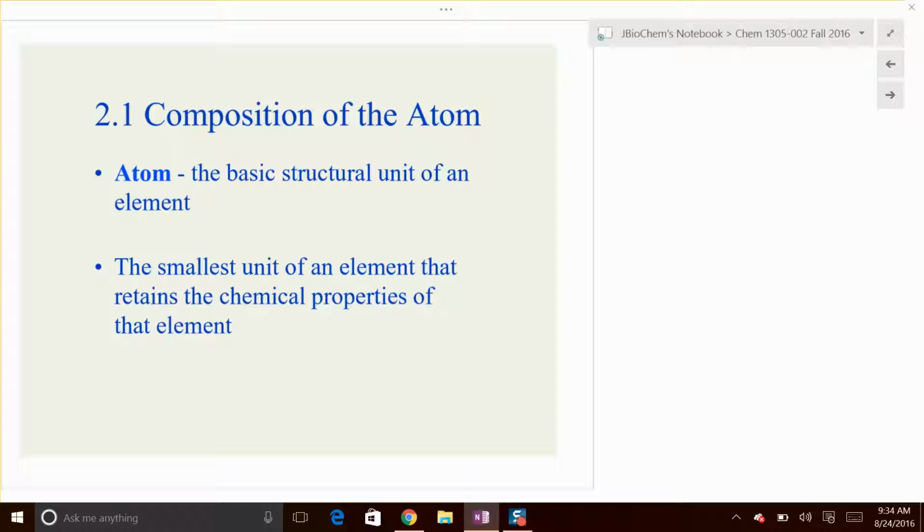happen. So the atom is the basic structural unit of an element. So we see all the elements here: hydrogen, helium, lithium, beryllium, boron, carbon, nitrogen, oxygen, fluorine, neon. Okay? So we have lots of different elements, and they are composed of atoms as their very basic unit. Okay?